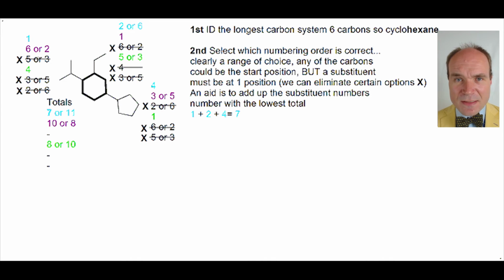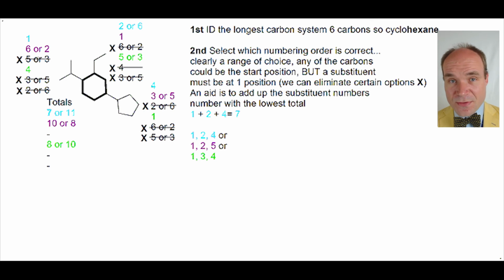Remember, the old method said find the lowest number. Well, that's always going to be 1 because 1 has to have a substituent functional group on it. So we need to go to the next number. 2 of the possible cases have 2 as the next number. 1 has 3. So we can eliminate the one where the second number is 3. So we're looking at the second lowest number. We have 2 cases where that's 2. So we now need to look at the third lowest number.